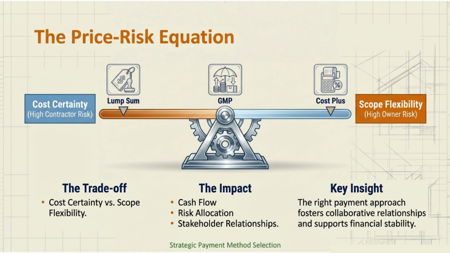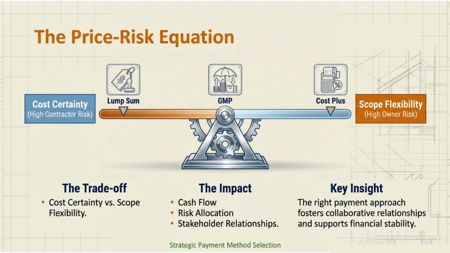On the other side, you've got scope flexibility, high owner risk, cost plus. You can change your mind as much as you want, but you're paying for every change, every delay, every decision. In the middle, GMP, the sweet spot for many projects. The trade-off: cost certainty versus scope flexibility.